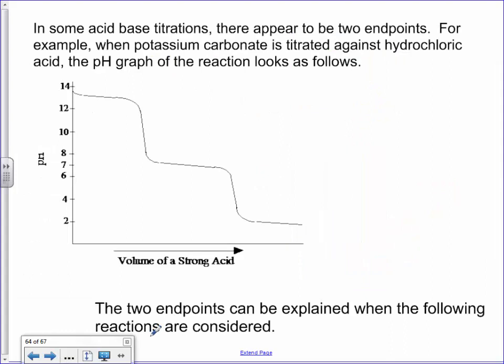It is actually possible to have two endpoints. This kind of goes back to something we talked about in our first unit. Do you guys remember the term polyprotic? It's been a while. Do you want to give me an example of a polyprotic acid? So we have multiple reactions. That'll work. Anybody give me an example of a polyprotic acid?